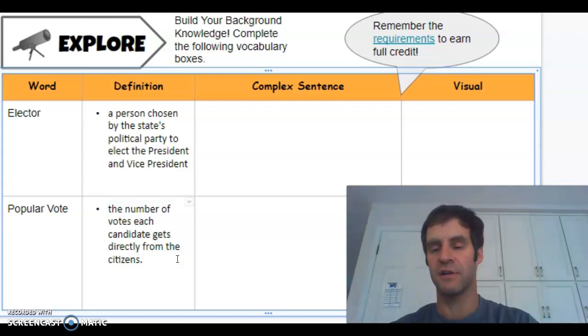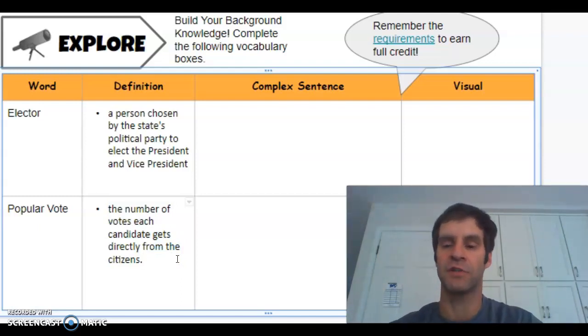So in Virginia, the total number of registered voters is about 5.7 million. So the total popular vote in Virginia could never be above that number. Popular vote.